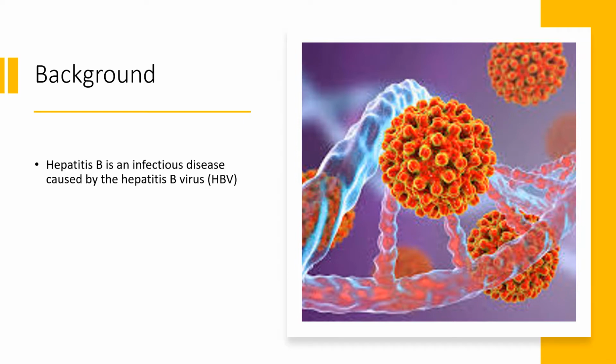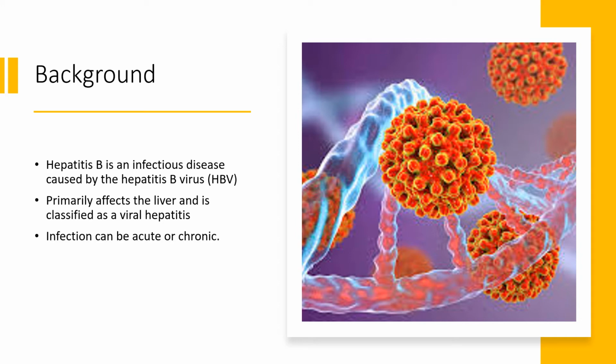Hepatitis B is an infectious disease caused by the hepatitis B virus. It primarily affects the liver and it's classified as a viral hepatitis. Infections can be acute or chronic, and the virus is predominantly transmitted by exposure to infectious blood or body fluids.